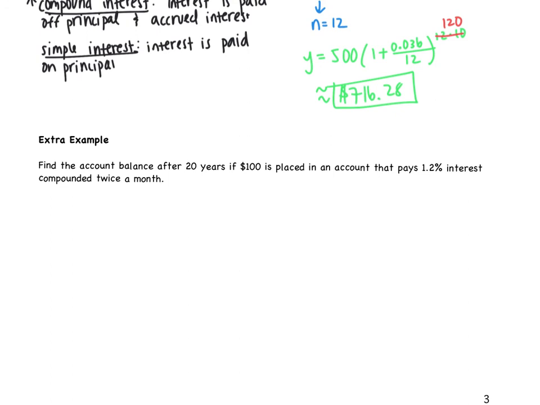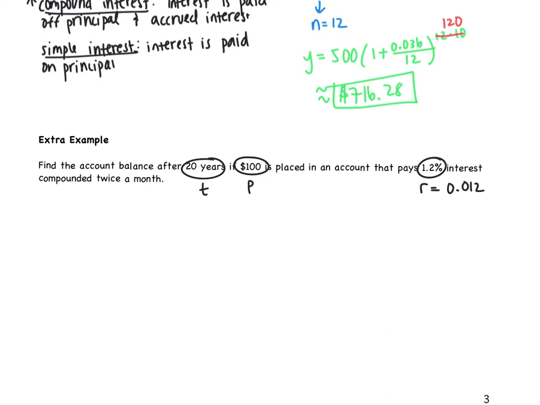Okay, find the account balance after 20 years, if $100 is placed in an account that pays 1.2% interest compounded twice a month. So let's see what we know. 20 years, that's our time. $100 is our principal. 1.2% is our rate. But remember, we're going to have to divide by 100. So we get 0.012. Only thing we're missing is n.